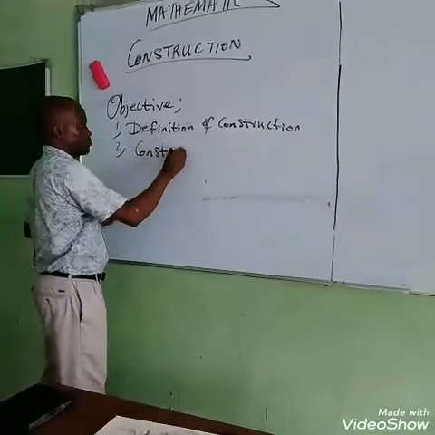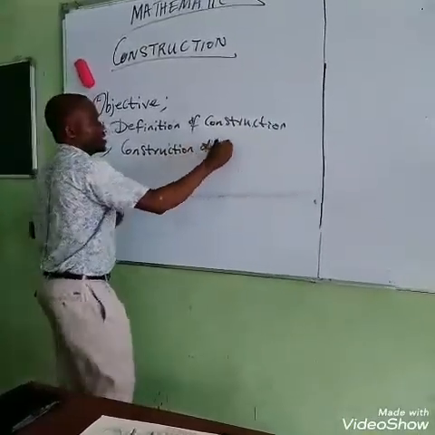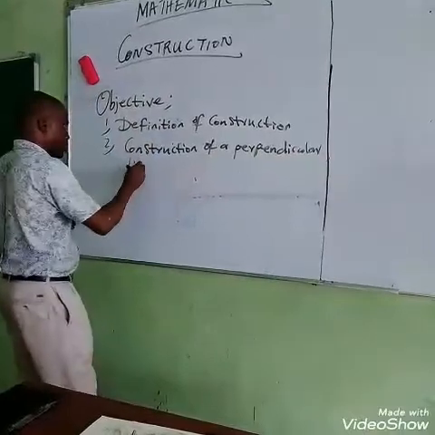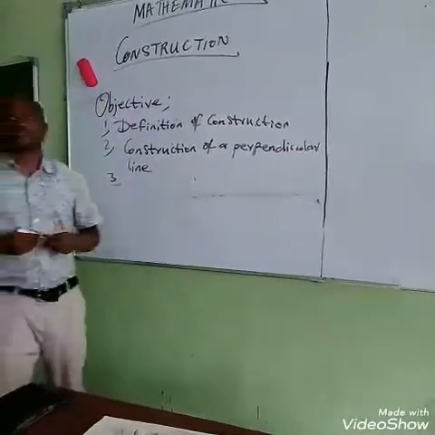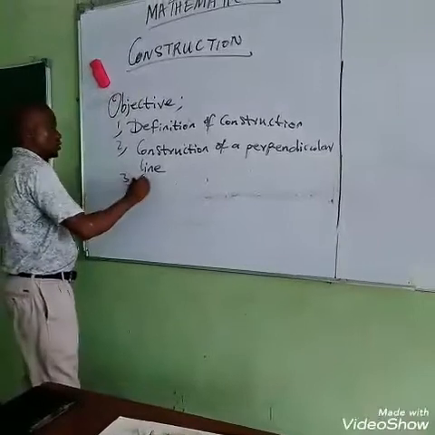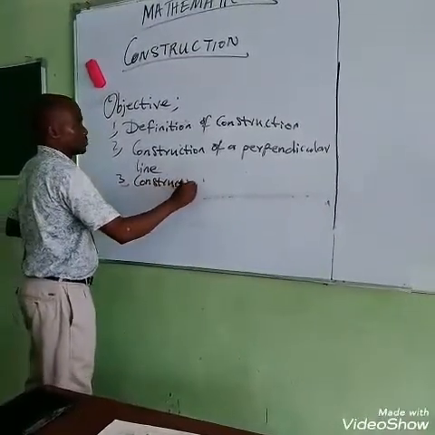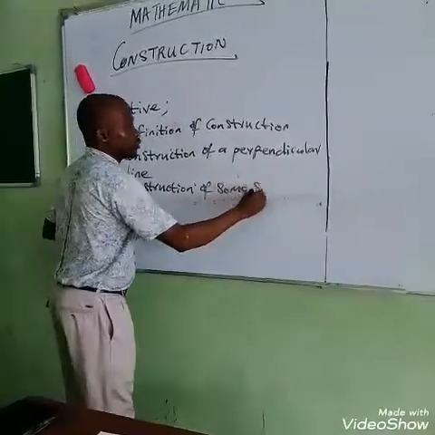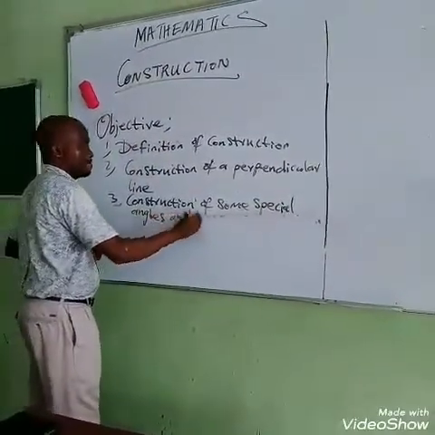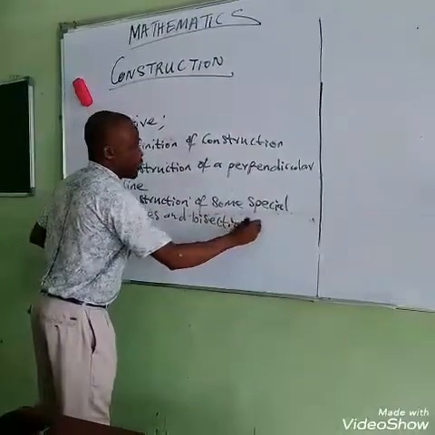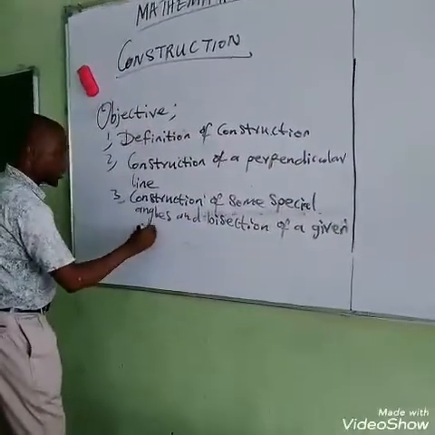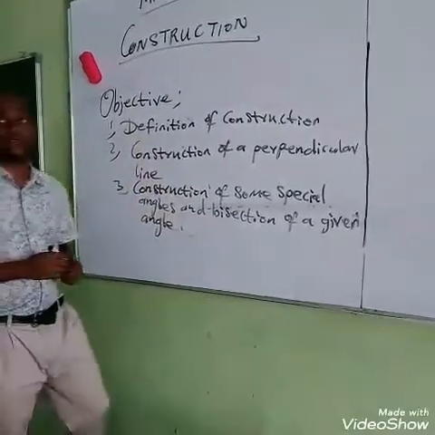Number two, like I told you earlier, is the construction of a perpendicular line. Then the last and not the least is the construction of some special angles and bisecting a given angle. Yes, the bisection of a given angle.